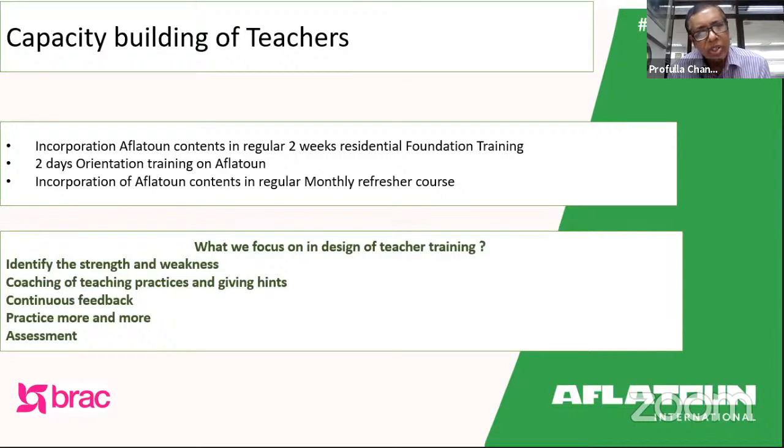Teachers also have a two-day orientation training on Aflatoun. It is dedicated to Aflatoun. Through this training, we try to develop teachers' capacity on Aflatoun, especially how they deliver the lesson and the contents, and how they work with the parents and with the children regarding Aflatoun. We also incorporated Aflatoun contents in the regular monthly refresher course. This is very important for our case. Every month, we have a monthly refresher course.